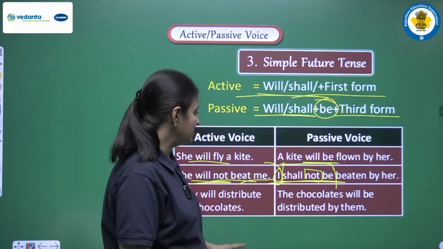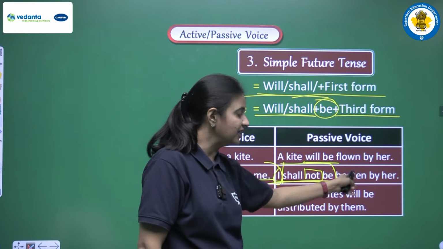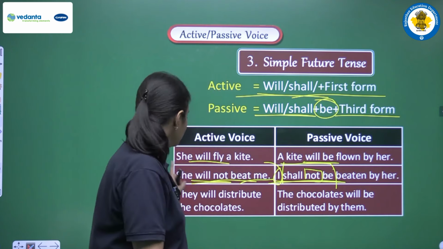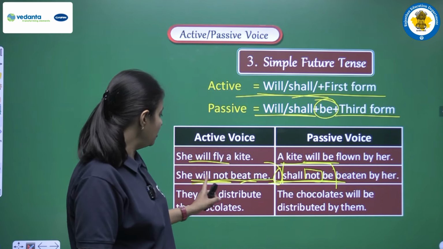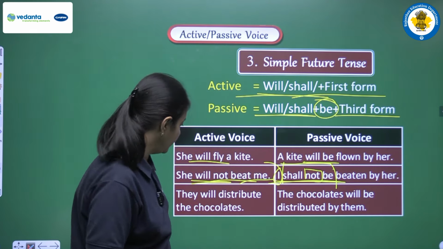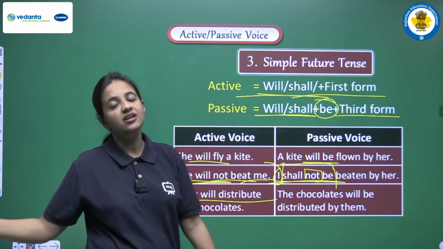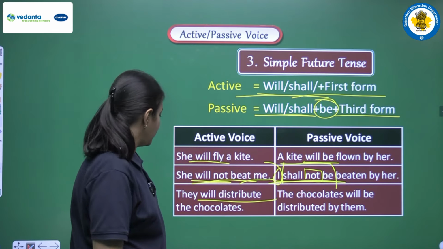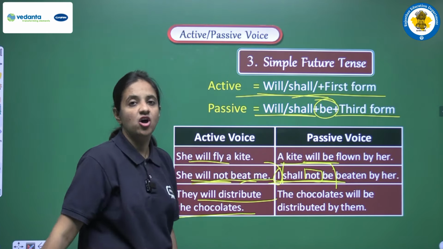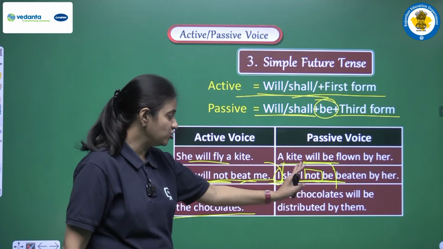So now we are having this thing, I shall not be beaten by her. One more example we are having, they will distribute the chocolates. So will plus first form, that is future simple tense, and we are having the chocolates as object. So first of all we are writing the chocolates.